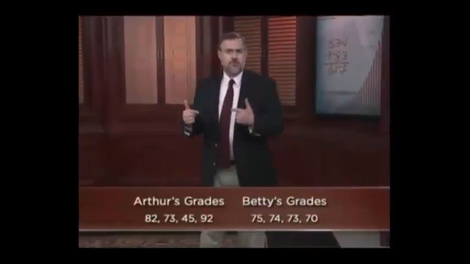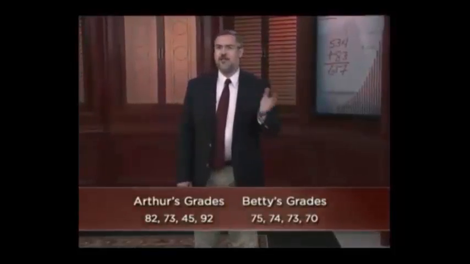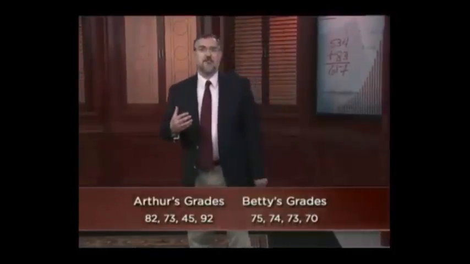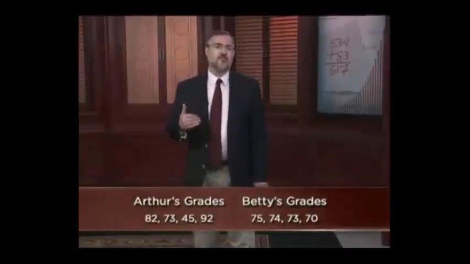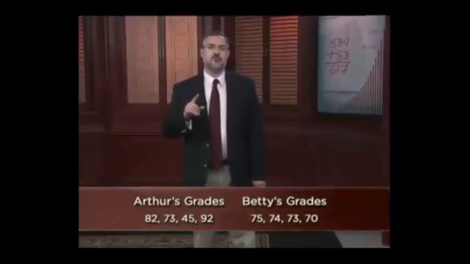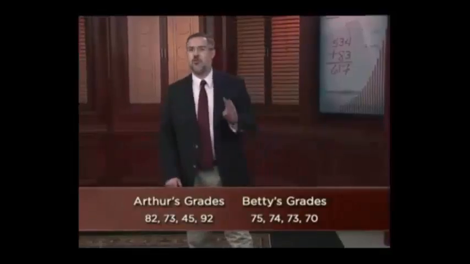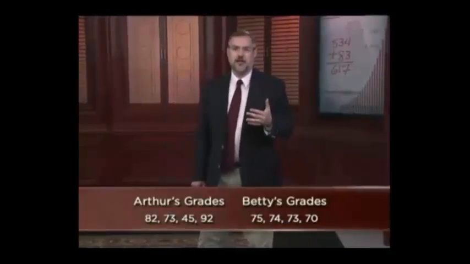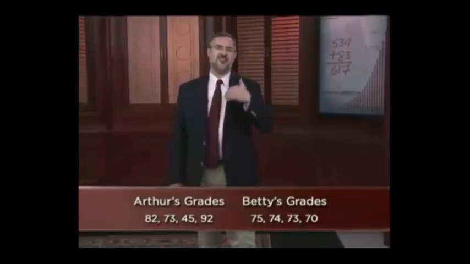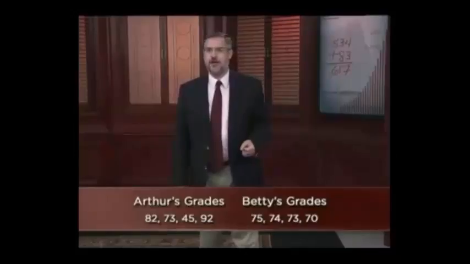Okay, let's move to another example now that's of the following form. Arthur has exam grades of 82, 73, 45, and 92. Betty has exam grades of 75, 74, 73, and 70. Which statistic will tell us which student is more consistent with their exam grades? So I want to know which of the 4 numbers that we can calculate will actually show us a consistency idea, if you will, in the case of Arthur and Betty.